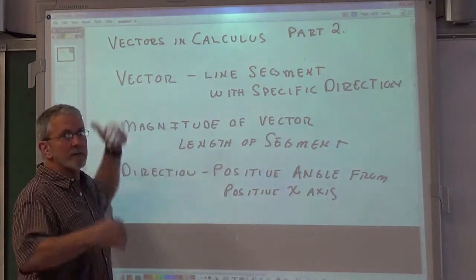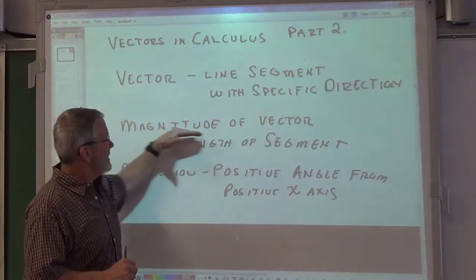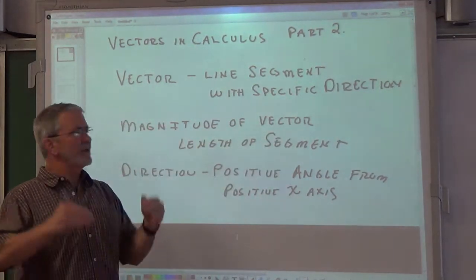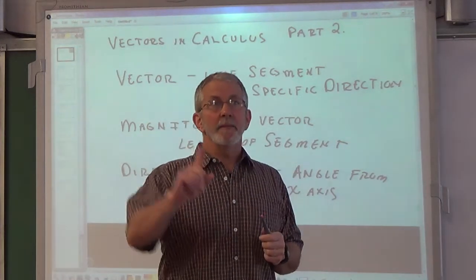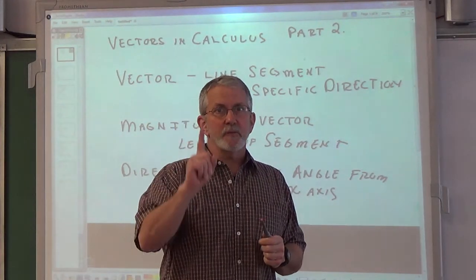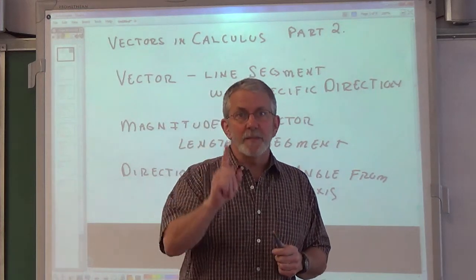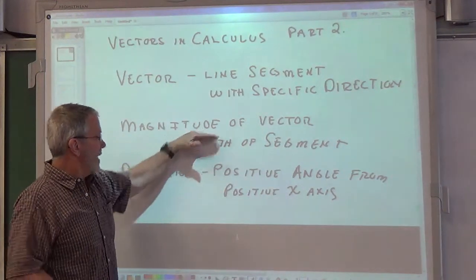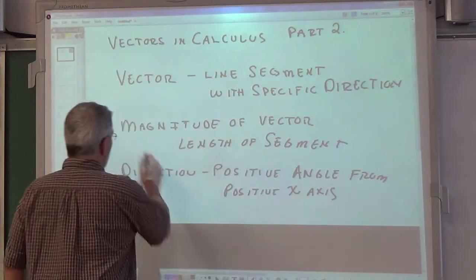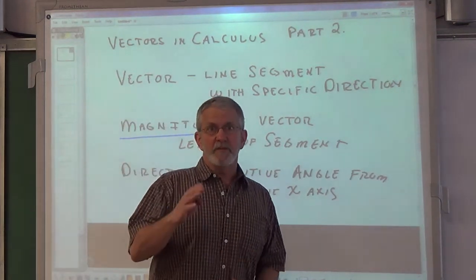A vector has a magnitude. What is the magnitude? It is the length of a segment. And what is the length? A length is what? It is a number. It is a real number. It is a distance. It is a positive real number because it represents length. So we're going to talk about magnitude a little bit later, the magnitude of the velocity vector. It's going to be very important for us.